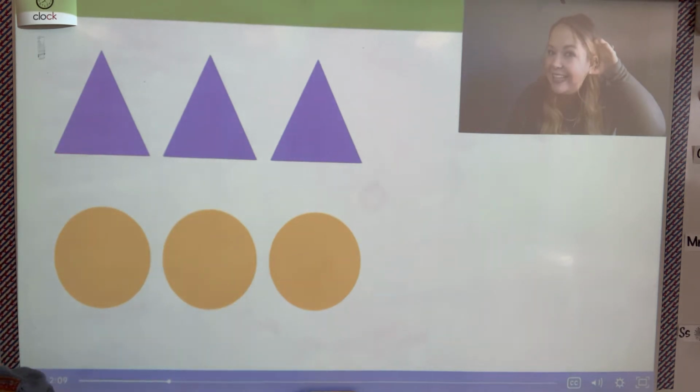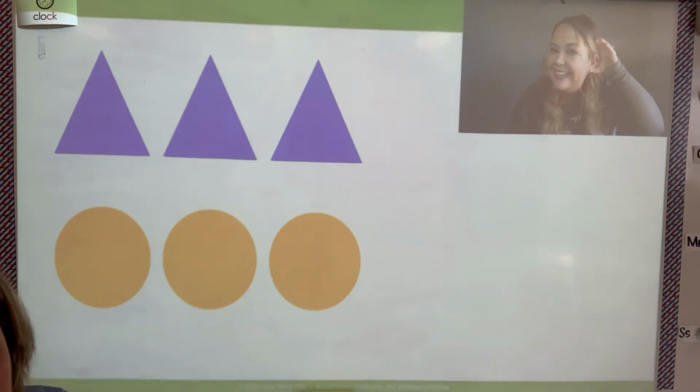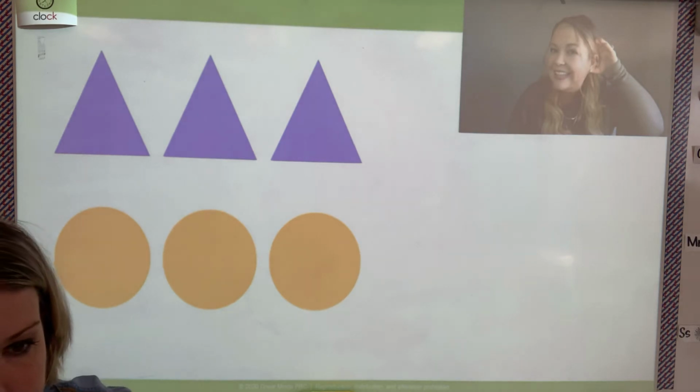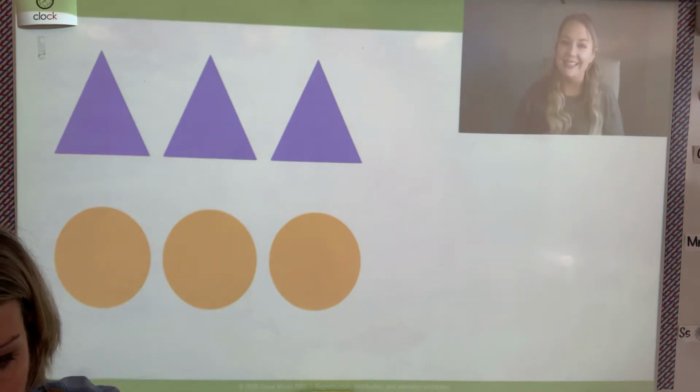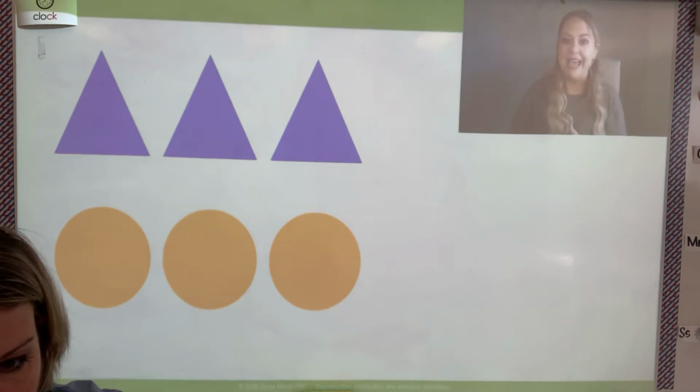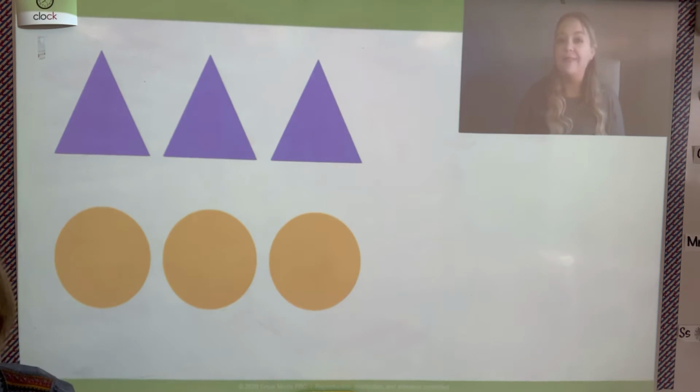Let's see what Ms. Hawkins says. Let's make sure we're muted, please. Great answers. I heard one of my friends say, I see that there are 3 circles and 3 triangles. Wow, we have a lot of shapes.